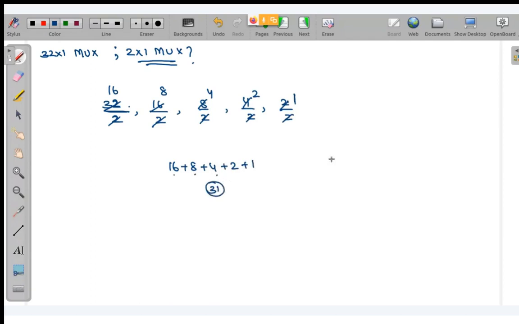Now if I ask you, 32 cross 1 needs to be generated using a combination of 4 cross 1 and 2 cross 1 mux such that we use the minimum number of mux, what will be your answer? Such kind of question will also be asked. See, a 32 cross 1 mux has to be constructed using a combination of 4 cross 1 mux and 2 cross 1 mux. What is the minimum number of mux that we will require?